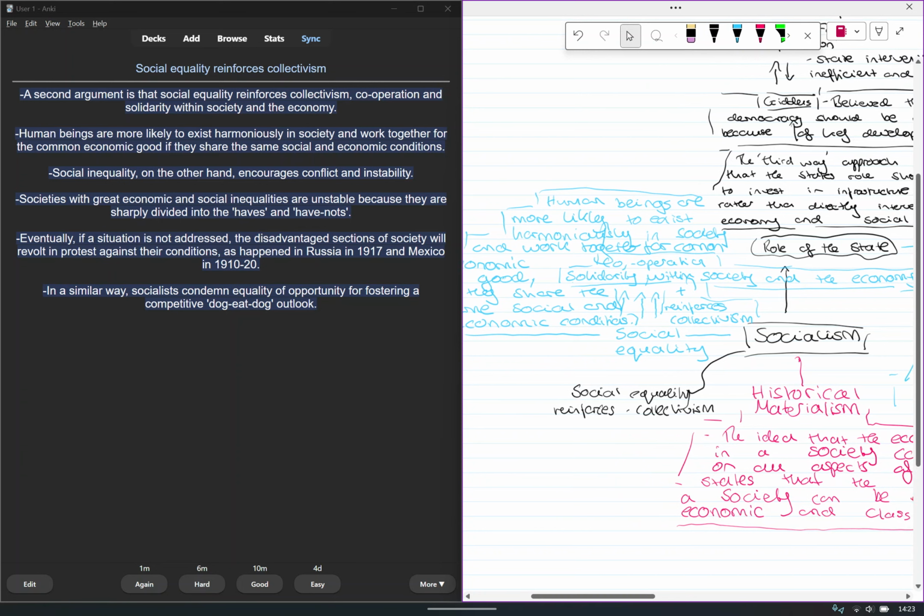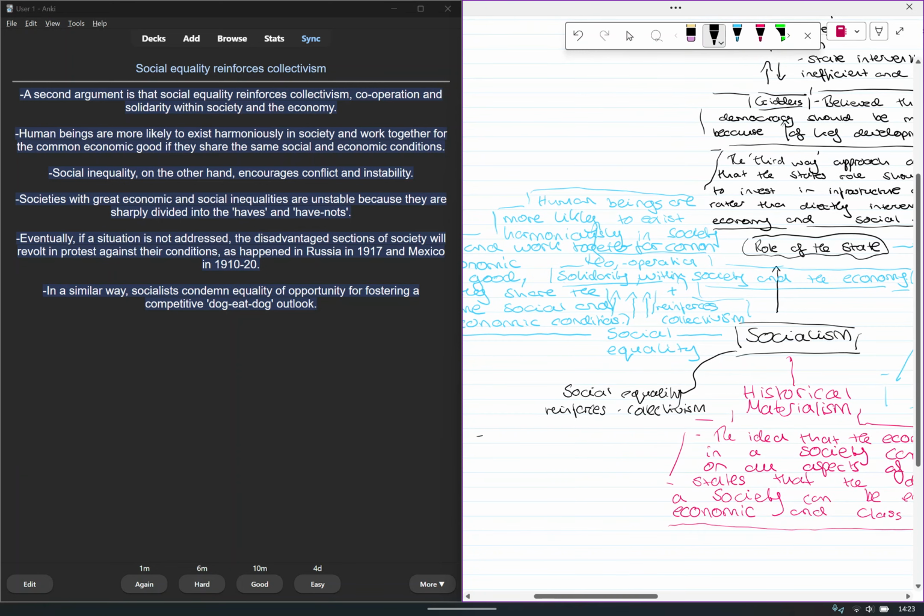This is kind of a counterpoint, and reasons why social equality is important. The reason it reinforces collectivism is through cooperation and solidarity within society and the economy.